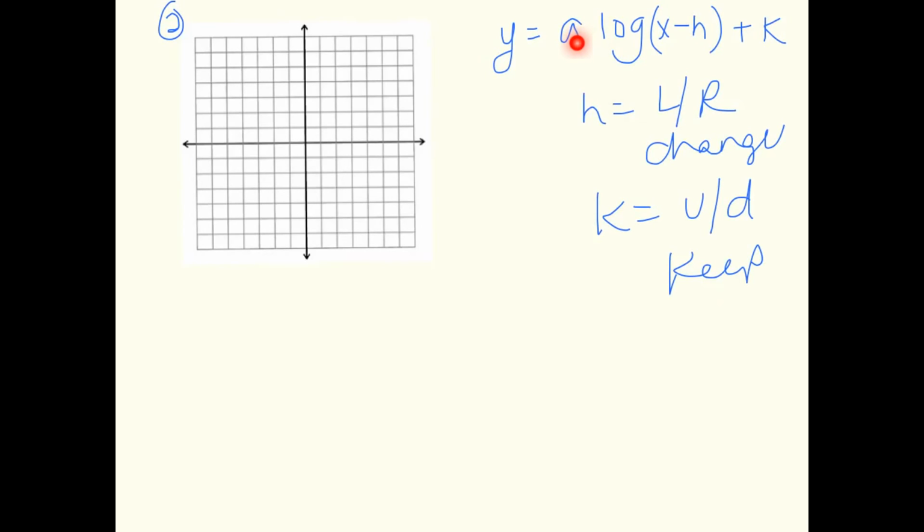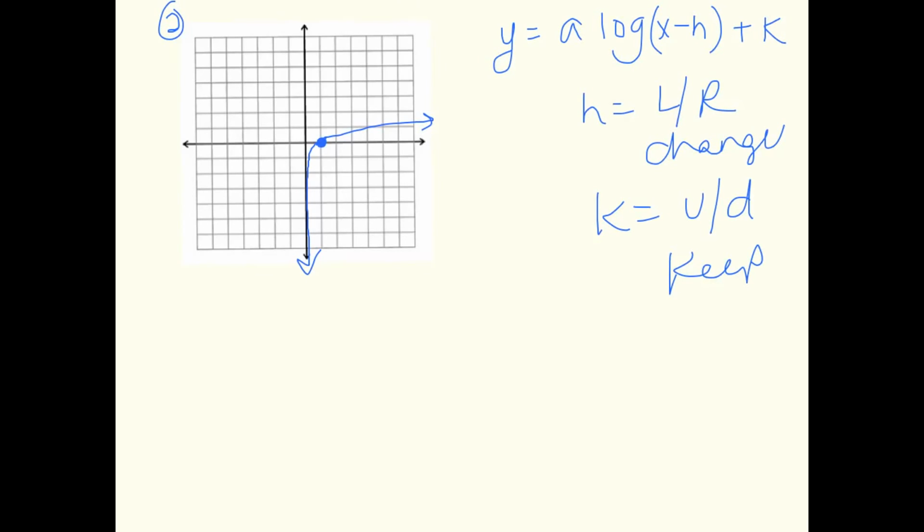So your key point is at (1, 0). And it curves back 1 to that vertical asymptote at y equals 0. I'm sorry, at x equals 0.